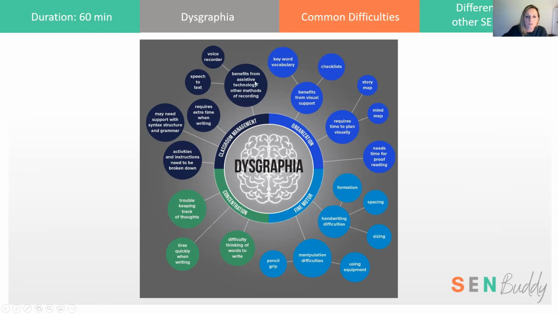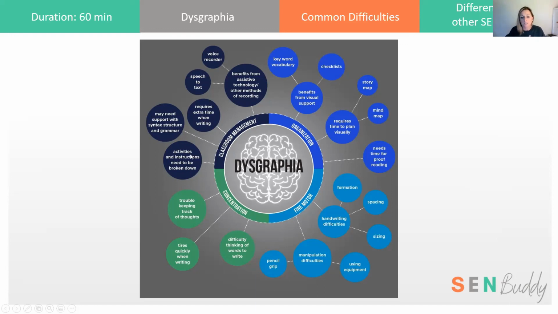So classroom management: assistive tech is really amazing. Speech to text, obviously, using a voice recorder. They will need extra time. I'm going to talk about JCQ in a minute, and how, if you're in secondary, you can help them to try and get extra time or use a scribe. And they may need support with grammar and structure, and they may need activities and instructions to be broken down.